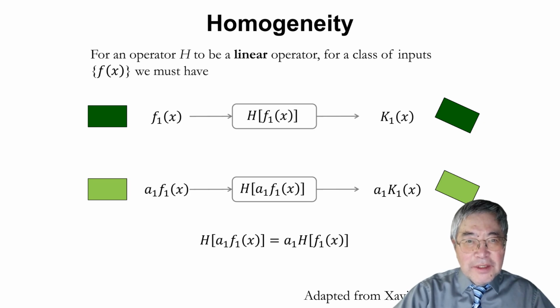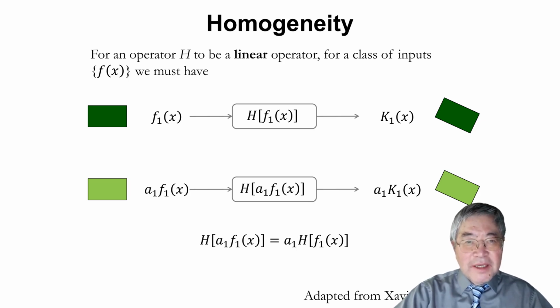To put this in more intuitive terms, imagine you have an image as your input. If you double the brightness of the input image, a linear system would produce an output image that is also twice as bright as the original one. No more, no less. That's homogeneity in action. When both conditions are satisfied, the system obeys what we call the superposition principle.